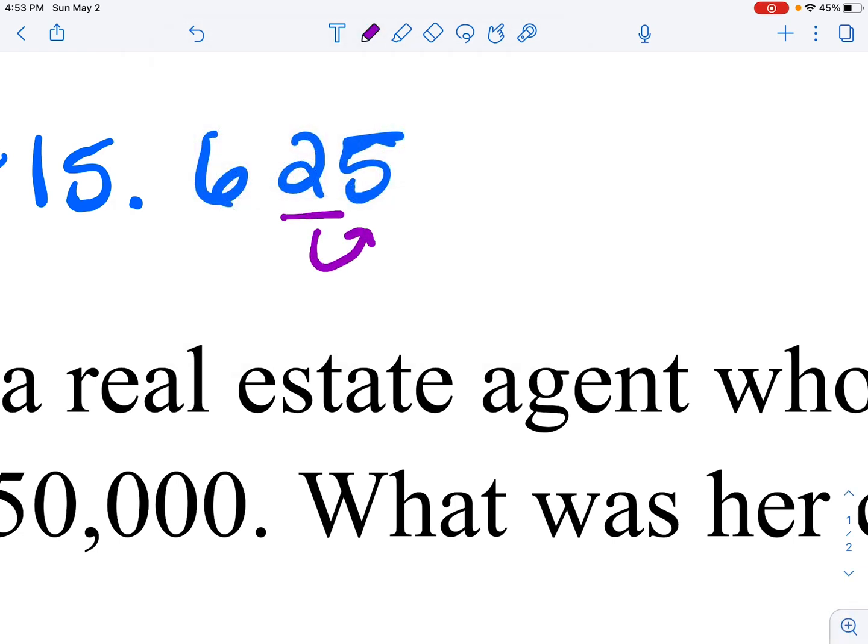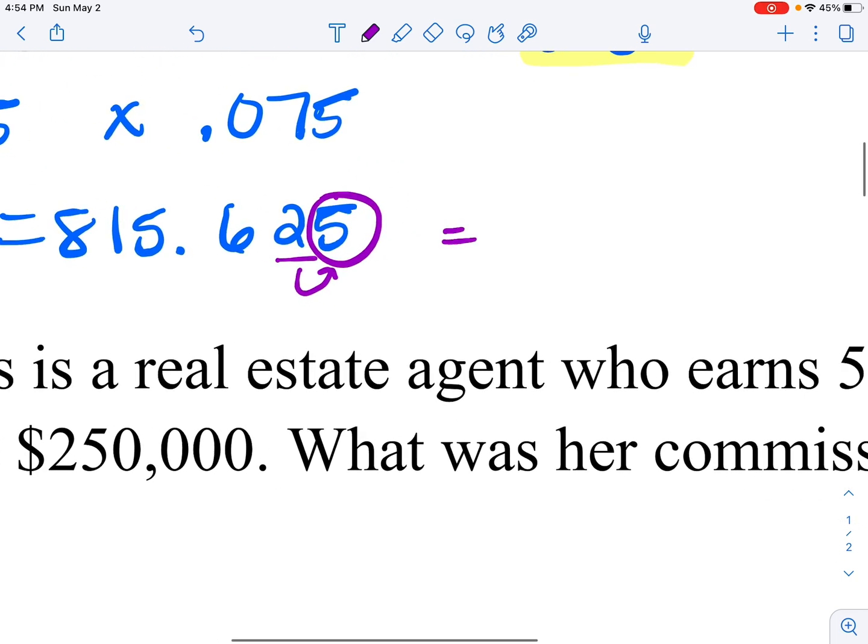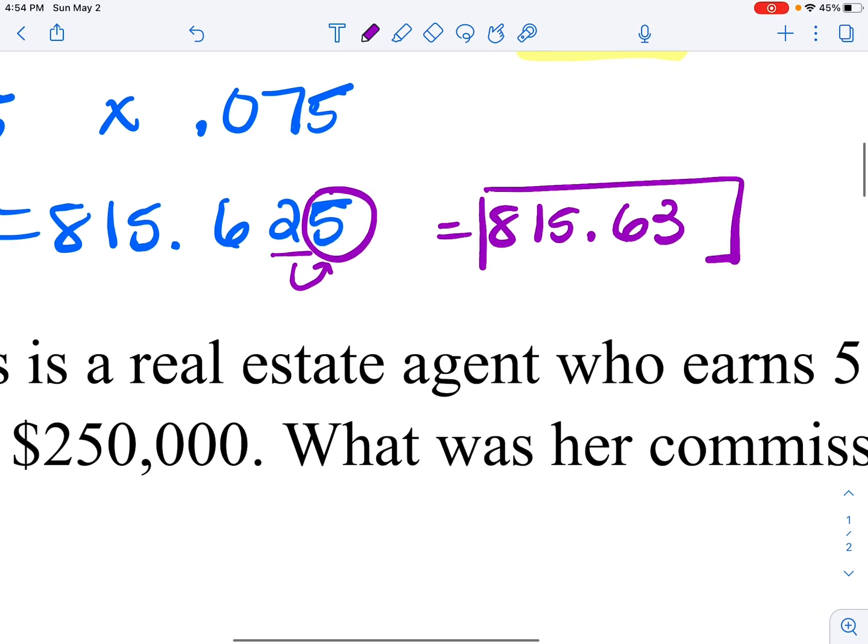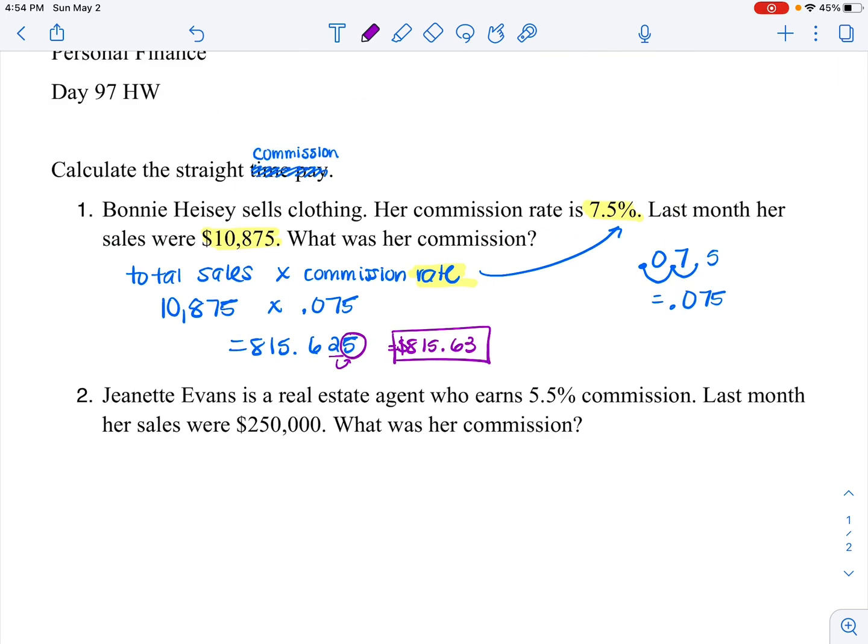We look at our next door neighbor, which is a 5. And because that 5 is 5 or more, we must raise the score. So that 2 that we underlined can no longer say a 2, but has to turn into a 3. And that is our answer. Let me just actually add a little dollar sign. This is how much commission she will make.